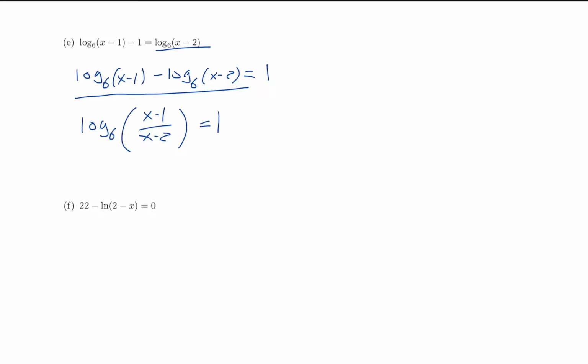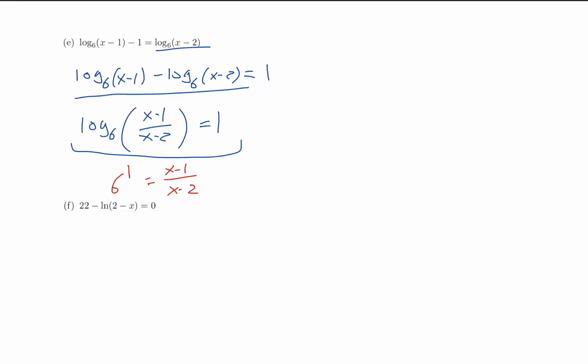Now what do we do? Okay, so think about it. What should we do now? Now we rewrite it as an exponential expression. This tells me that 6 to the 1 power will give me x minus 1 over x minus 2.